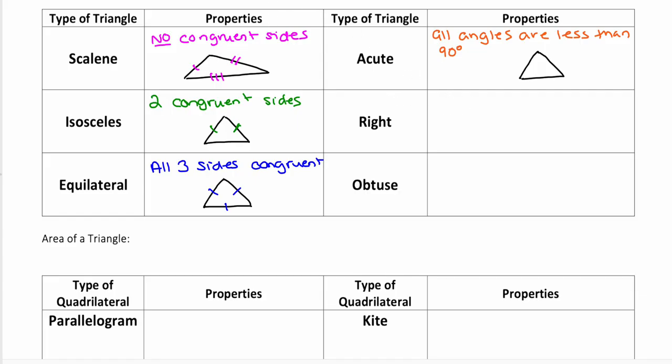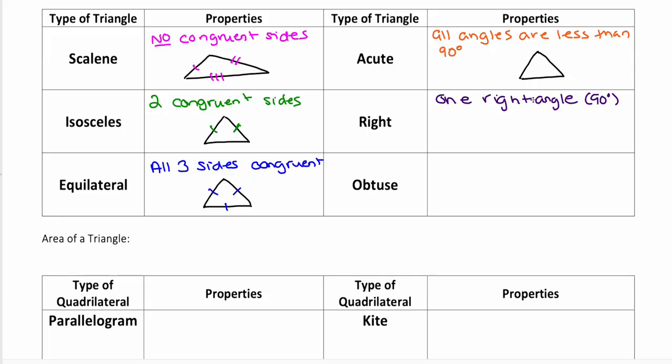The next triangle we're going to look at is a right triangle. A right triangle actually only has one right angle, which a right angle is 90 degrees. Why can it only have one right angle and not 2 or 3? Because a triangle is made up of 3 angles. If one of them is 90 degrees and a second one is 90 degrees, those added up are already 180 degrees, which means there's no room for a third angle. Therefore, it's not a triangle.